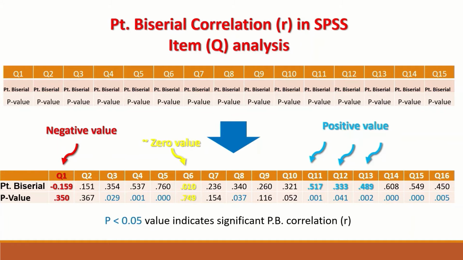So this is the way to use the power of the point biserial correlation coefficient to determine the R value and the p-value, and to look at the correlation between a specific question and the overall mark, to determine whether the question is good or bad.